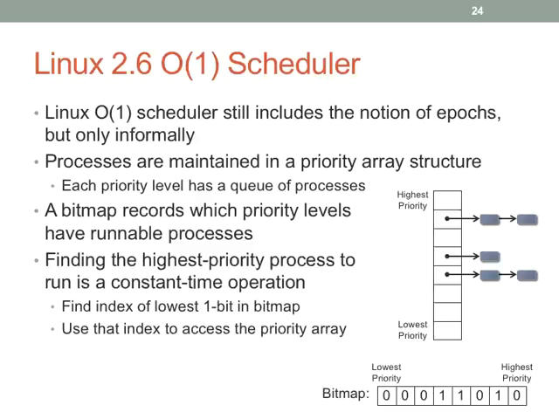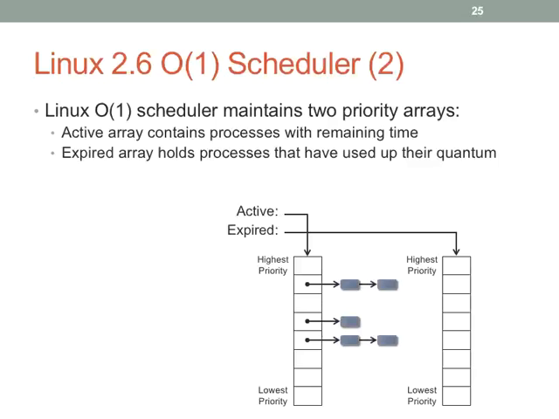But you can even make the constant better. If we say it's order n, then it's still constant times n, so let's make the constant smaller, and we're happy. We try to find the index of the lowest one in the bitmap, and then use that to access our priority array. Okay, seems fast so far. There are two of them: one for the current epoch, and one for the next one.